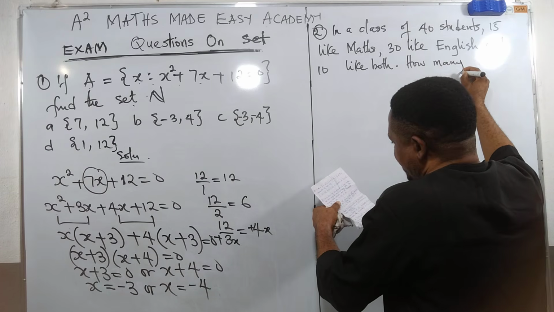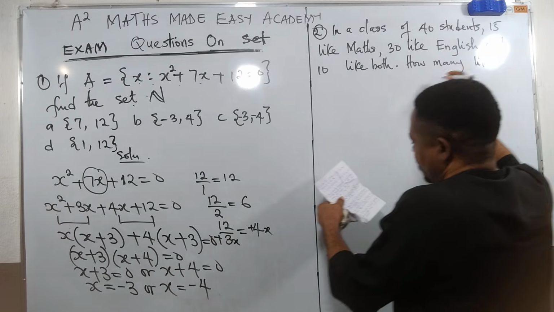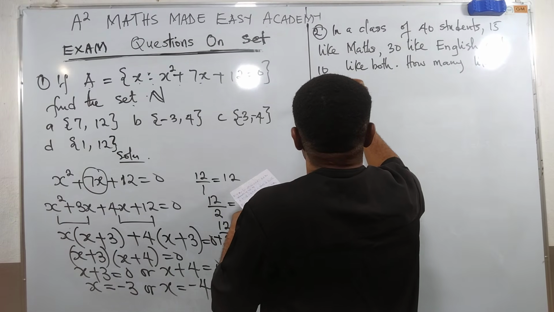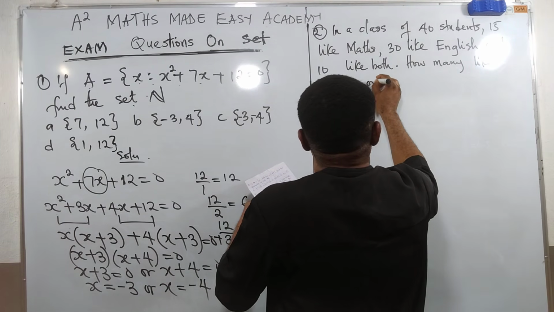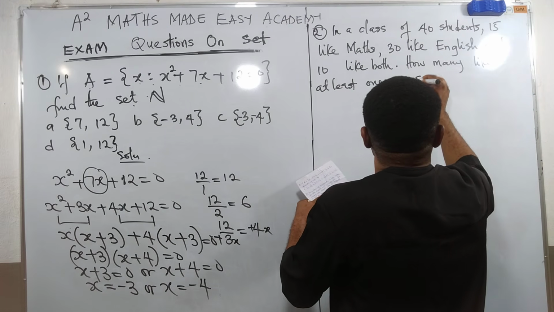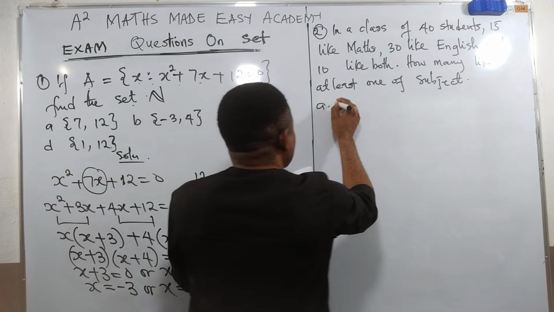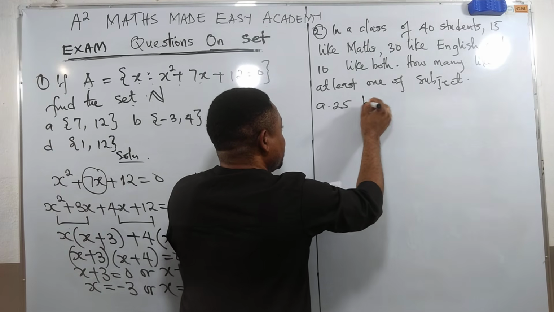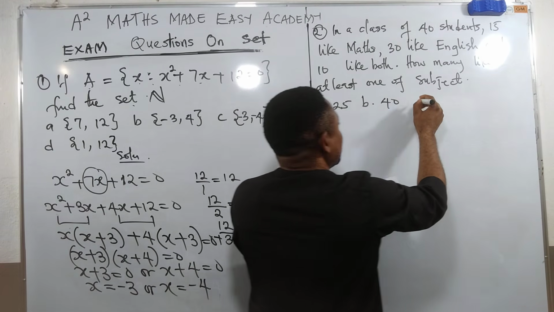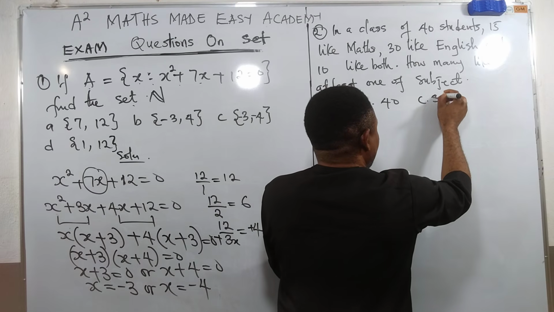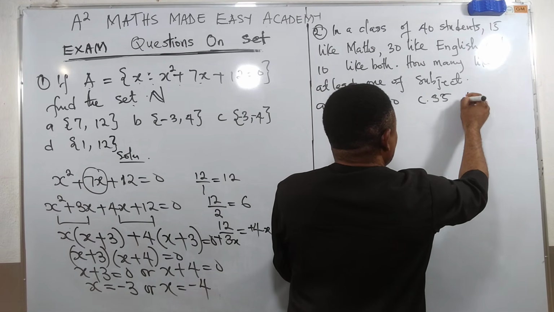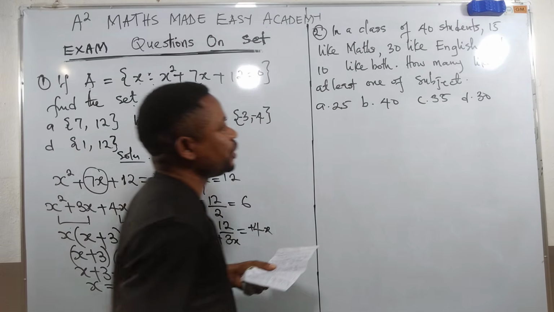Now the question is how many? Now watch this. How many like at least one of the subjects? Now option A says 25. Option B says 4. Option C says 35. Then option D says 30. Now be careful with this question.